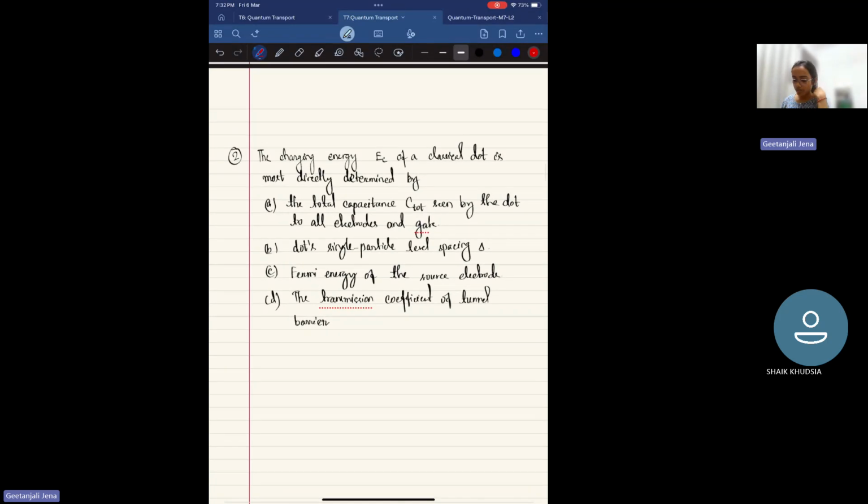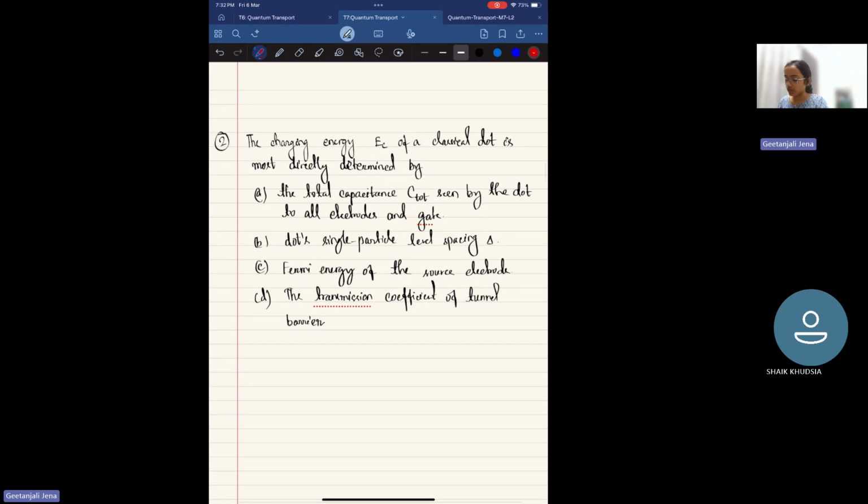Okay. Question number 2. The charging energy EC of a classical dot is mostly directly determined by: Option A, total capacitance seen by the dot to all electrodes and gate. Option B, dot single particle level spacing. Option C, Fermi energy of source electrode. And option D, transmission coefficient of tunnel barrier. So charging energy EC, how can you determine the charging energy? Which factor should you know to calculate the charging energy?